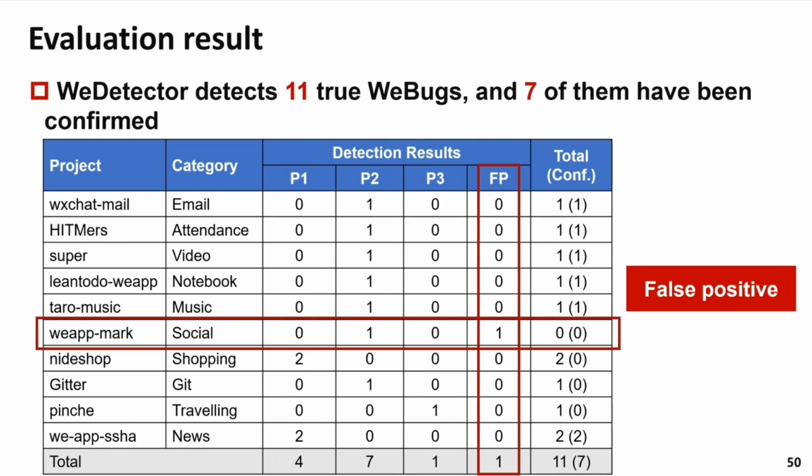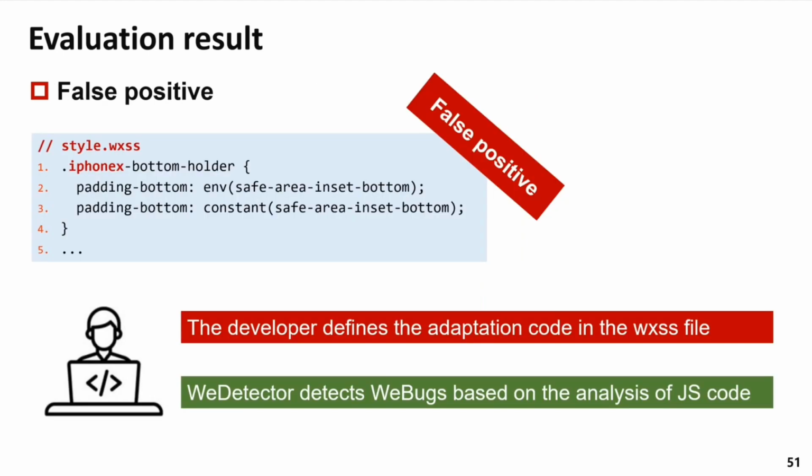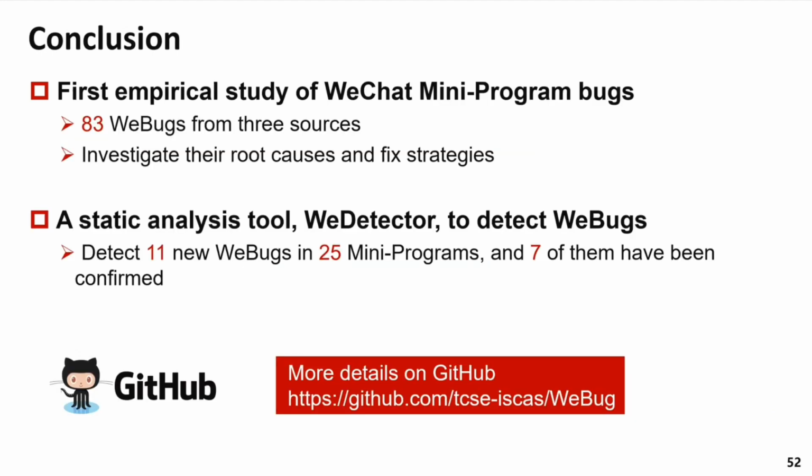Note that we report one false positive, which belongs to bug pattern 2. In this false positive, the developer defines the detection code in the style.wxss file to solve the problem caused by the anomalous screens. Our tool detects VBugs based on the analysis of JavaScript code and can report such a false positive.